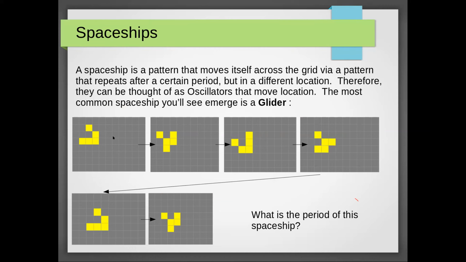That's a very odd sentence to say. 5. Close. It's actually 4. So it's the number of different patterns before it repeats. So in this case, this is the starting pattern, or obviously it could start at any of these, but let's imagine that's the starting pattern, and then it moves to this, then to this, then to this. So then it repeats. It's in a different location. It's moved down slightly, down to the right, but it has repeated. So it's got a period of 4.